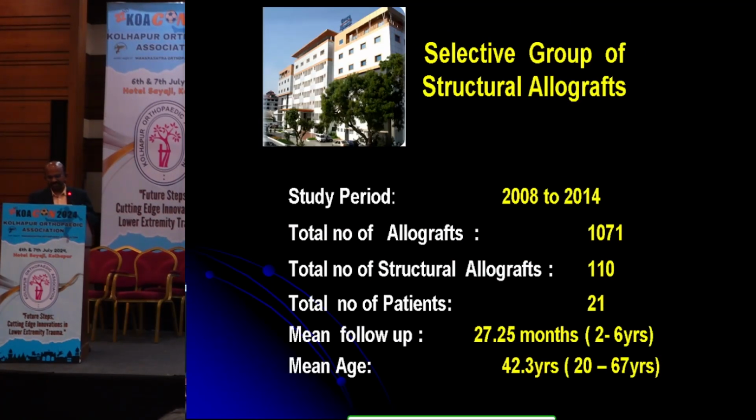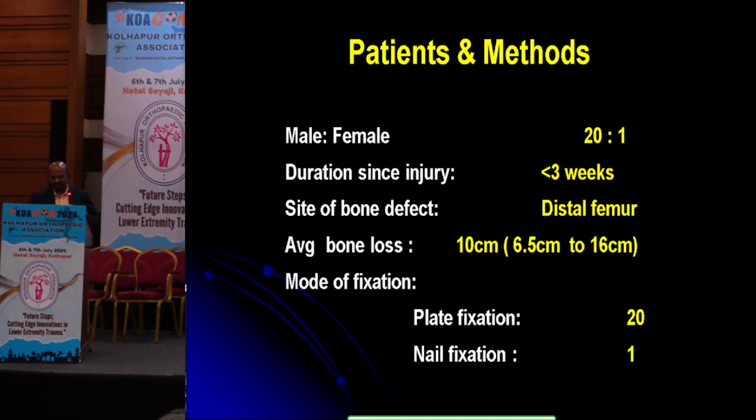So we did a study of open injuries with bone defect over a period of almost 8 years, in which structural allografts were used in 21 patients with long segment bone defects. Twenty-one patients were selected for the open injury group, and we can see that plate fixation was done in the majority of them. Only one patient had a nail fixation. The average bone loss is about 10 centimeters.